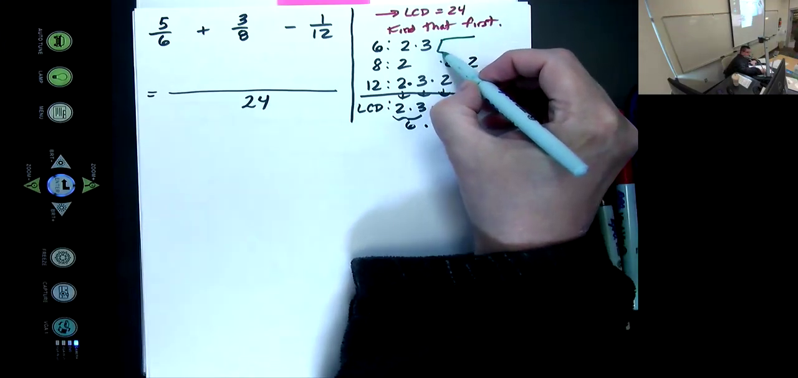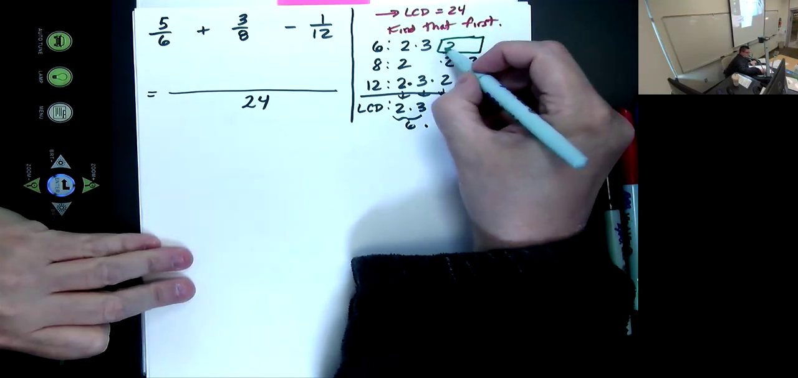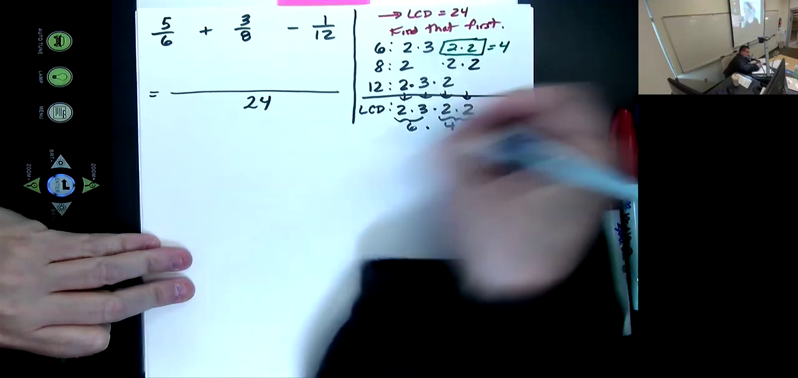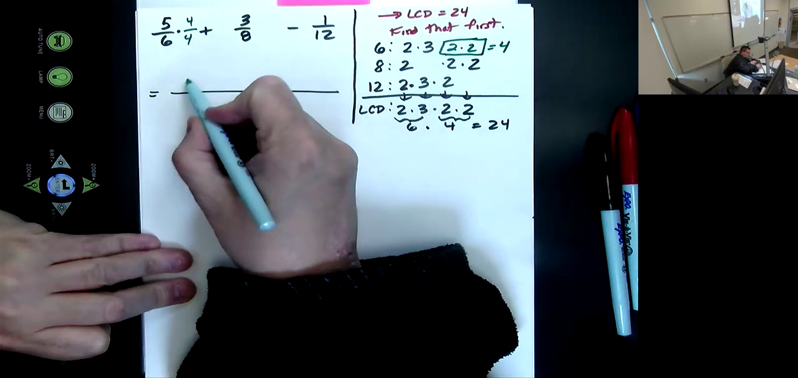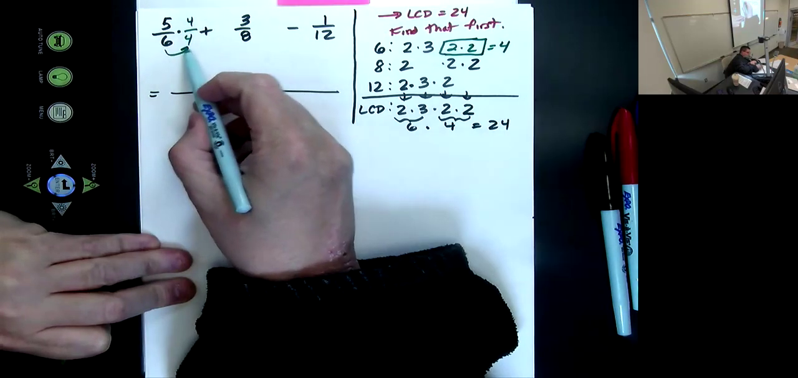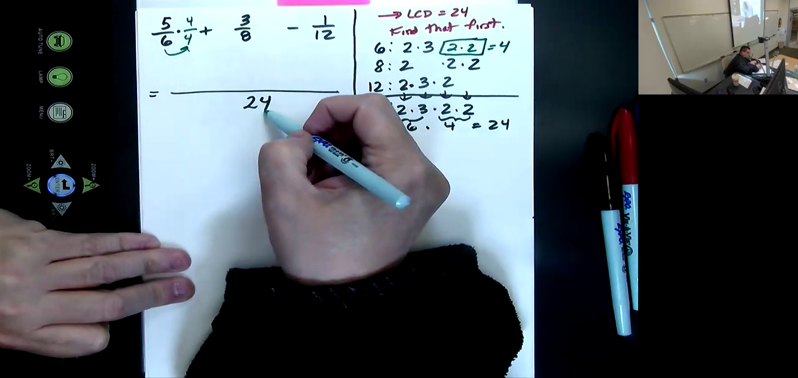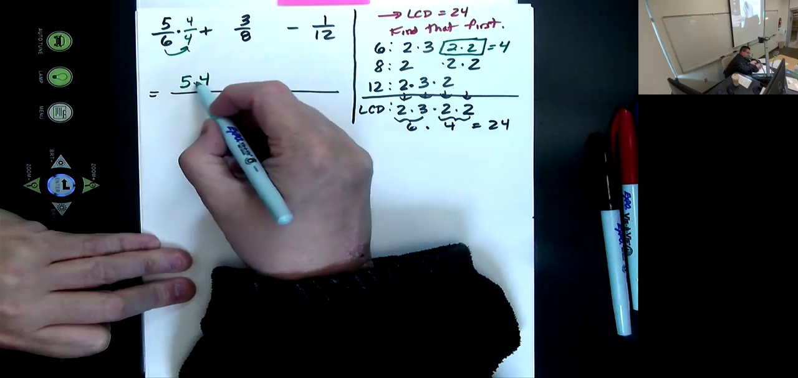All right, so the 6. Good problem. 6 is missing the 2 times 2, which is 4. So I'm going to multiply that fraction by 4 over 4. And of course, 6 times 4 is 24, so that checks. We've got 5 times 4 on top.